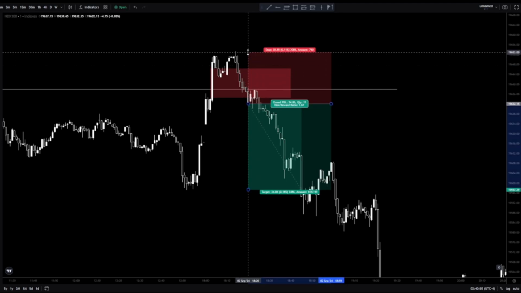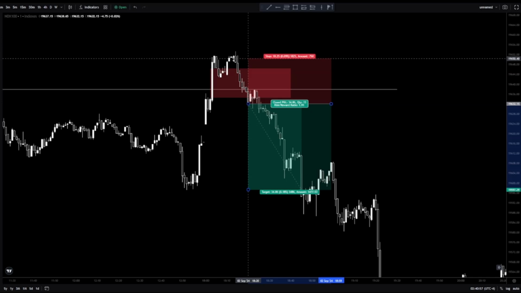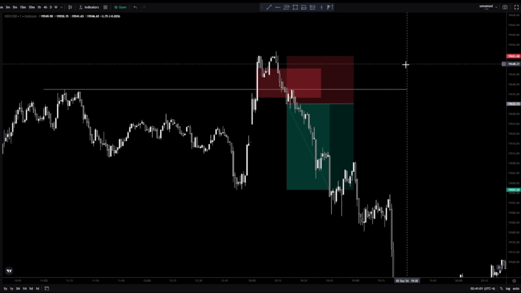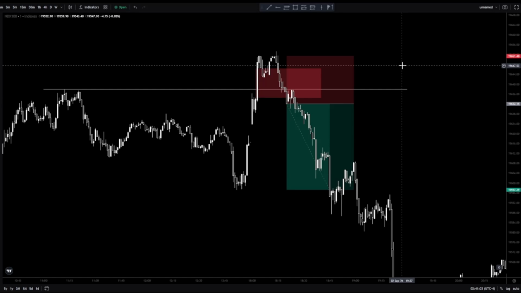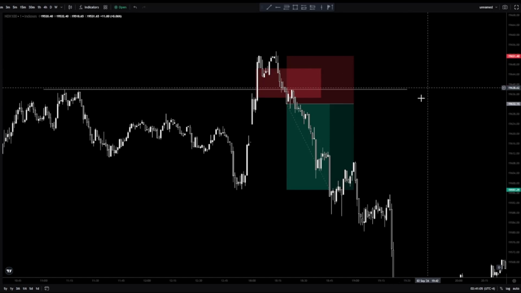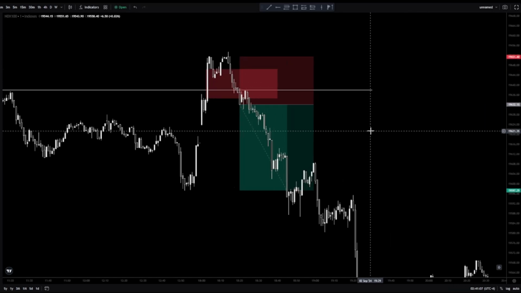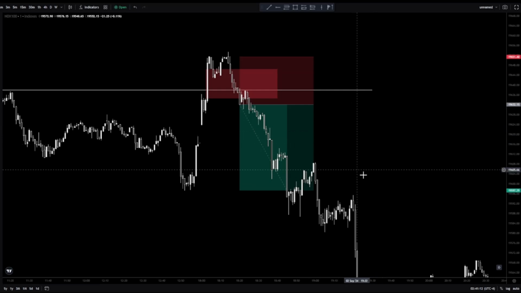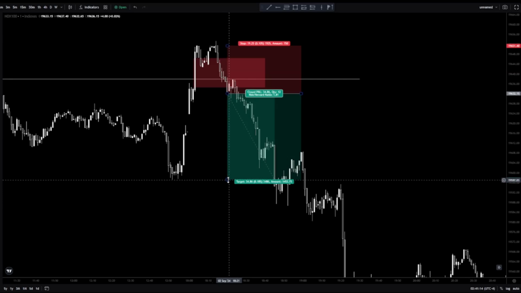You can adjust your SL according to you. Sorry guys, I'm not well. I kept it on the body. I suggest you keep your SL on the wicks, because sometimes you might get saved by the SMT. If you take the bodies, that's not the same case. And yeah, you can target the lows.